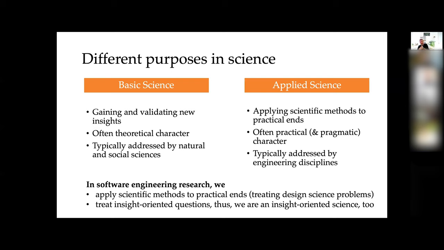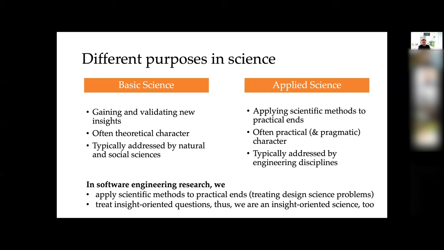On the other side, we have what we call applied science, where we try to treat not knowledge problems, as on the basic science side, but what we call design science problems, where we try to solve practical problems, for example, with new methods, new tools, new techniques, new software. And here we also apply scientific methods to practical ends. This has a more pragmatic character and is typically addressed by engineering disciplines.